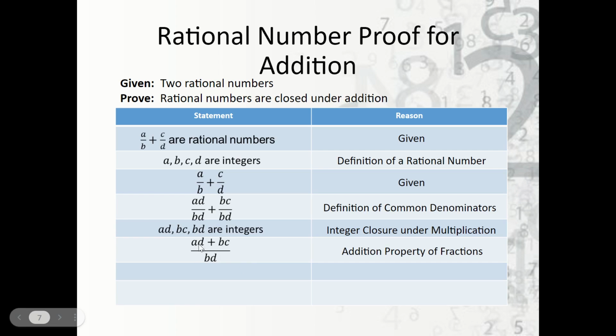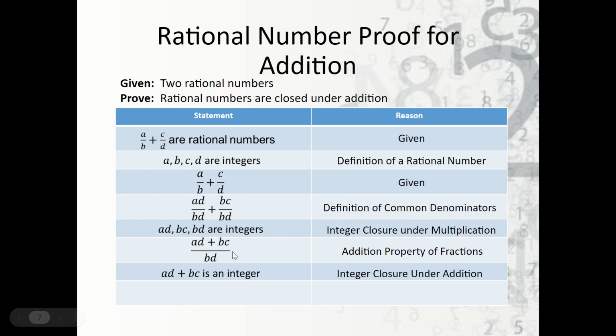Now, the question is: is AD plus BC an integer? Well, it is an integer, and we know that because of integer closure under addition. So anytime we add two integers together, we know that we end up with another integer. So we already stated that this was an integer and this was an integer. We add them together, we get another integer.